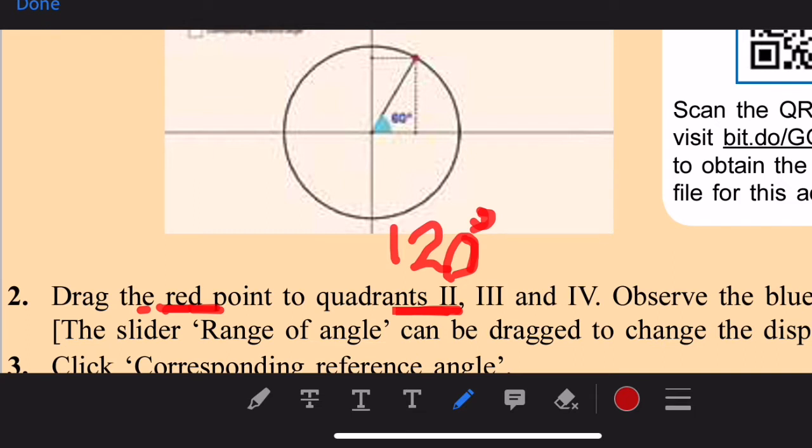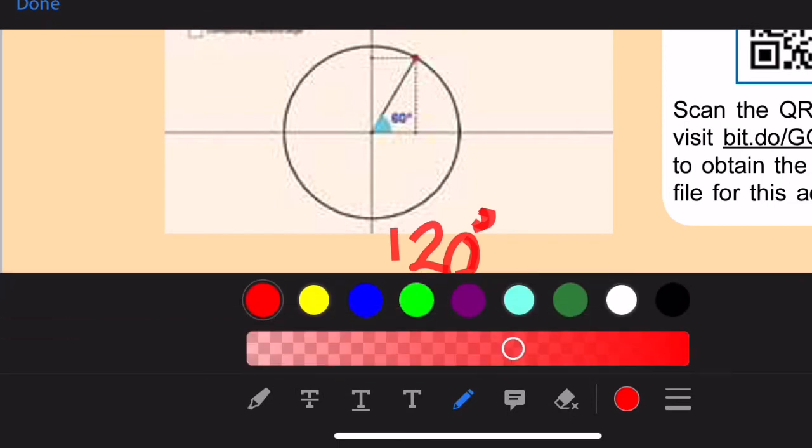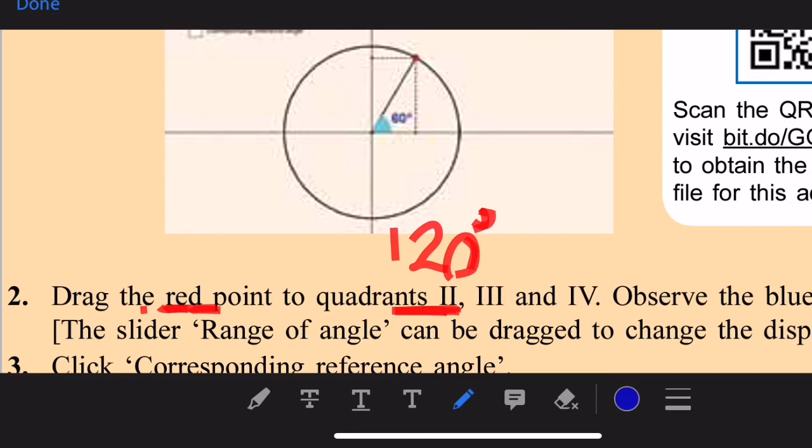If I drag to, let's say, quadrant 3, I want you to observe the angle at the third quadrant for the blue angle, which here is 220. If you look at that, you can see how I rotate. I'm going to show you right now. You just observe.